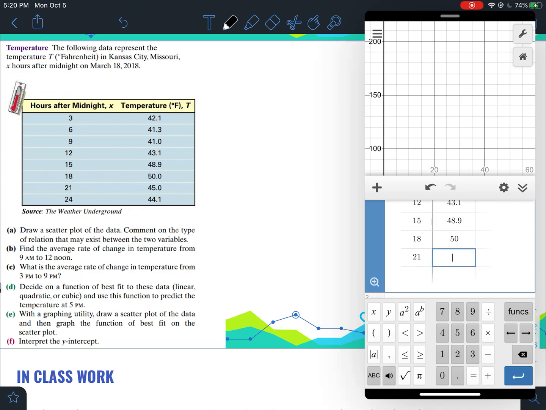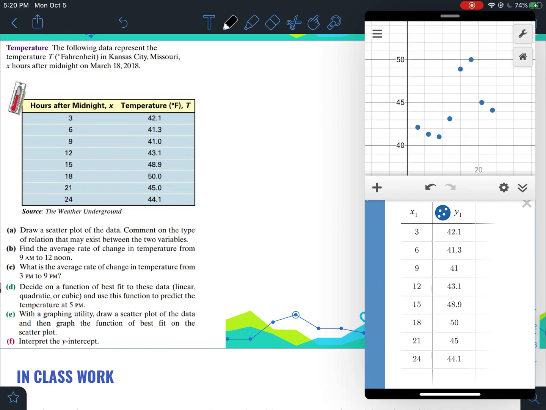And we have 18 and 50. And we have 21 and 45. And we have 24 and 44.1. So there's our scatter plot. Ooh, that's an interesting looking scatter plot. We did it on Desmos.